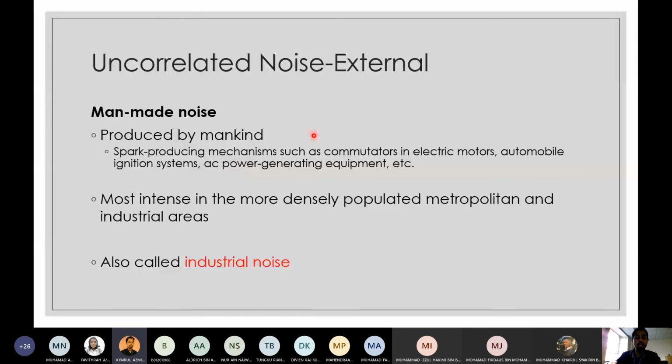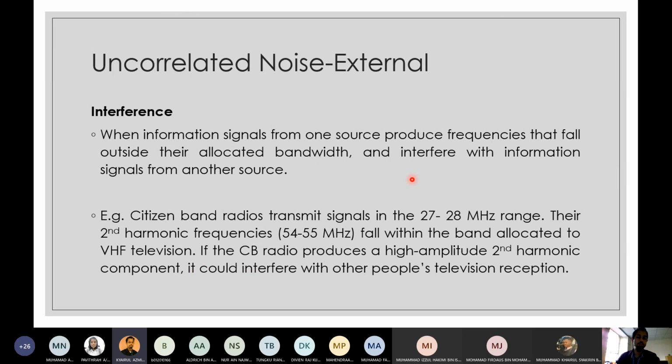So ini example dia, kalau dekat kilang, commutators, automobile emission systems, AC power generating equipment, semuanya ada kesan pada noise. Dan interference. So interference pun satu jenis juga. So tadi yang contoh radio tadi tak tepat kot. Yang contoh radio tadi tu lebih sesuai untuk interference. When we change frequencies, sometimes the signals interact at different frequencies within the same bandwidth, ada different signals. So kadang-kadang sebab itu bila kita tukar channel, tiba-tiba dengar channel radio lain. So we call it interference because of the frequency.